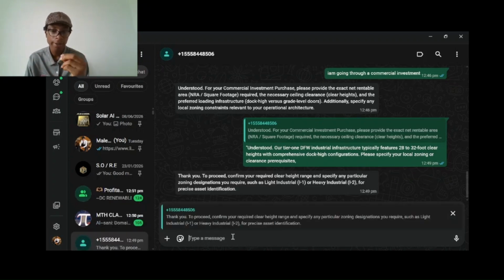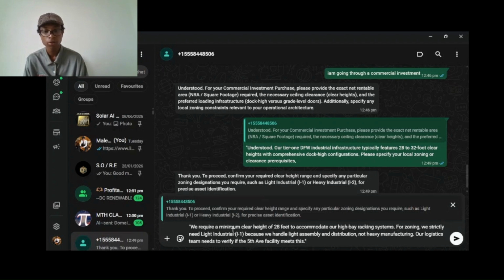So we are going to reply to it, and we're going to give it zoning and everything. "We require a minimum clear height of 28 feet to accommodate our high bay rack systems. For zoning, we strictly need light industrial L-1 because we handle light assembly and distribution, not heavy manufacturing. Our logistics team needs to verify if it's the Fifth Avenue facility that will meet this."